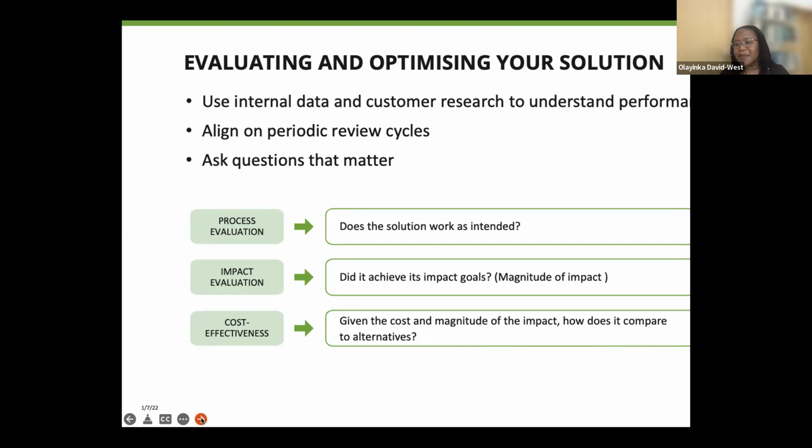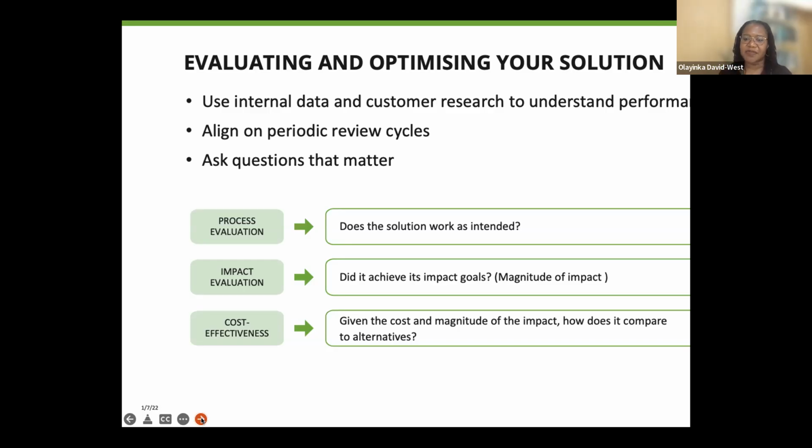The second is a bit deeper. It's beyond the process, right? So what you're doing, you're enhancing lives, you're transforming lives. So we need to look at the magnitude of the impact. Did it achieve the goals that we set out to do? Or did we just start something and it didn't really achieve the goals that we wanted it to do? So when we're giving a loan, the loan was supposed to enhance somebody's business, grow someone's business. Did it do that?